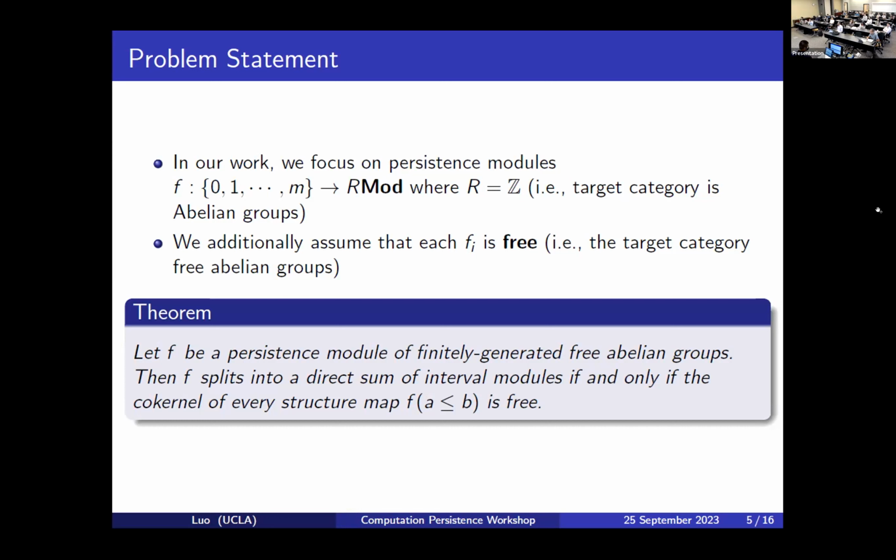And the theorem that we prove is the following. We're given a persistence module of finitely generated free Abelian groups. We prove that our persistence module splits as a direct sum of interval modules if and only if the cokernel of every structure map from A to B is free.